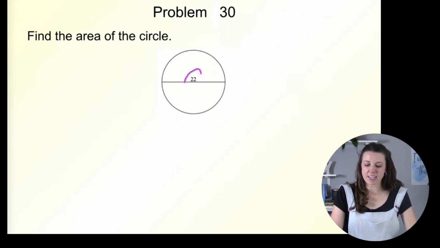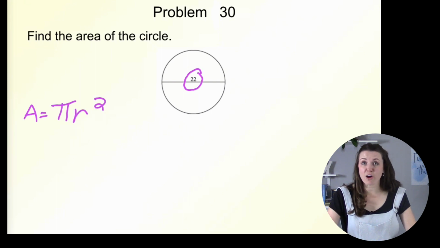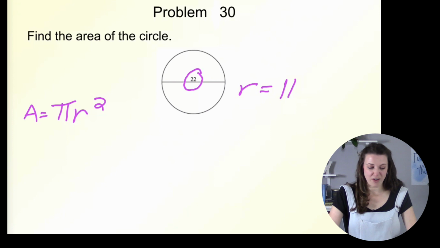Problem 30, find the area of the circle. So you'll notice here it's still that 22. And so the formula for area is simply going to be pi r squared. And we already determined that because the diameter is 22, the radius is going to be 11, right? So let's just plug it in. A equals 3.14 times 11 squared.